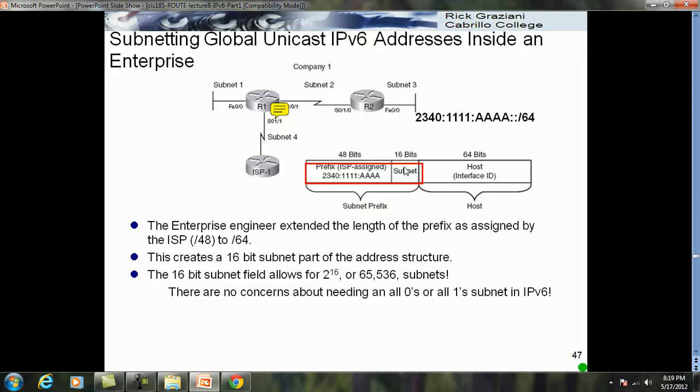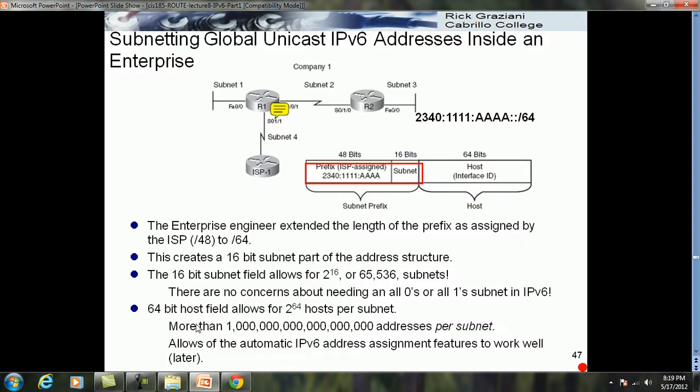So there is no concern about needing to avoid all-zeros or all-ones subnets in IPv6, like there was in IPv4. Remember, in IPv4 you should consider all 0s and all 1s. So the 64-bit host field allows 2 to the power of 64 hosts per subnet, so more than that many addresses per subnet, correct? 2 to 64, just calculate.